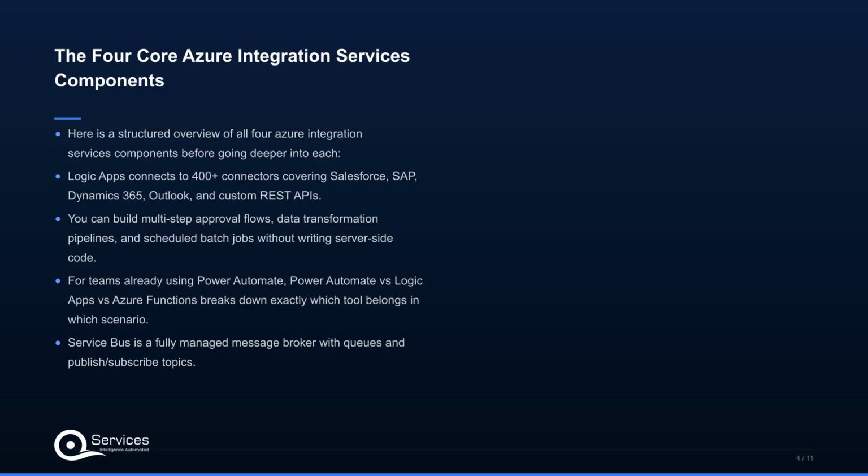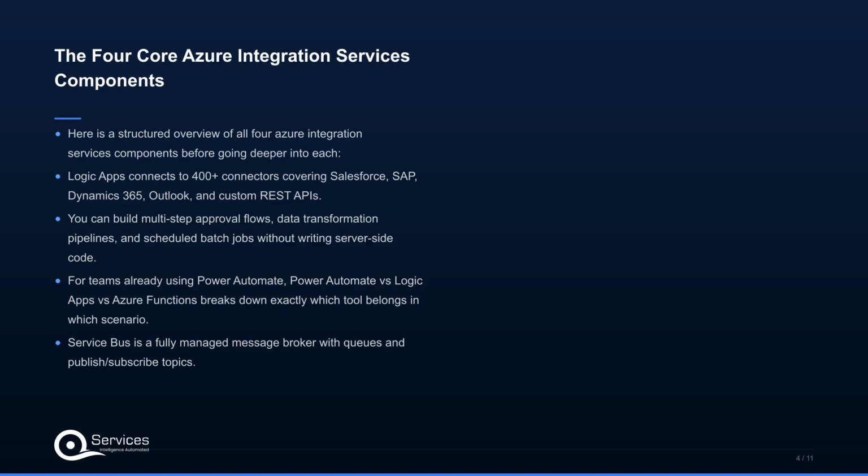Here is a structured overview of all 4 Azure Integration Services components before going deeper into each. Logic Apps connects to 400+ connectors covering Salesforce, SAP, Dynamics 365, Outlook, and custom REST APIs. You can build multi-step approval flows, data transformation pipelines, and scheduled batch jobs without writing server-side code. The honest caveat: Logic Apps Standard runs on Azure Functions infrastructure and requires more setup than the consumption tier, but it gives you network isolation and better performance for high-throughput scenarios.